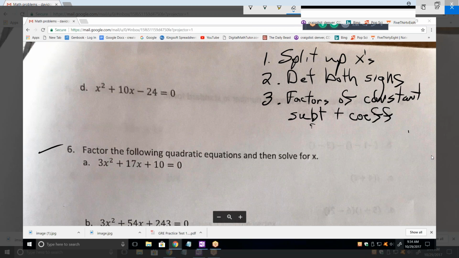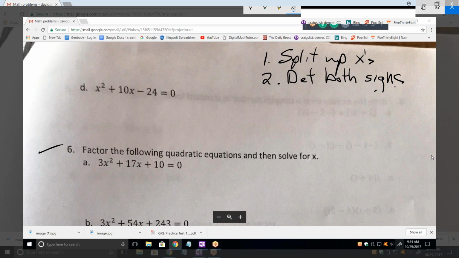You can't say anything of the 3rd step anymore. And I'll go through this with you. First 2 steps are still the same. So let's factor it down here. And I want to give myself a little more room to write. Let me factor it up here. 3x squared plus 17x plus 10 equals 0.